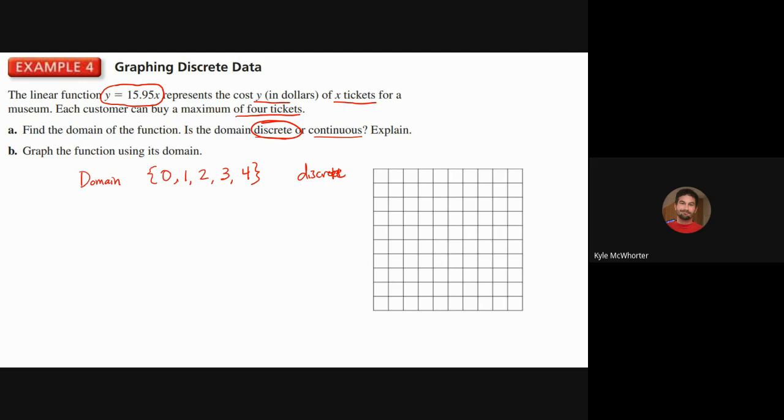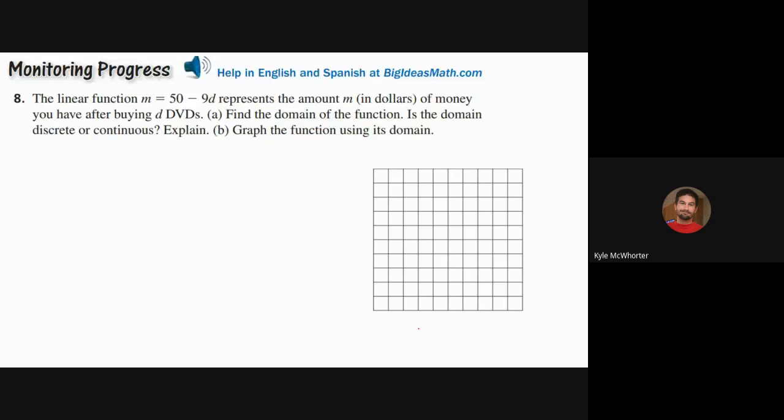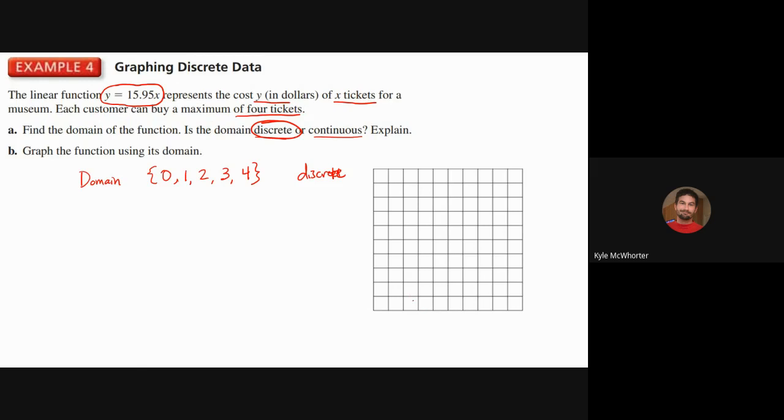And now we're going to graph the function using its domain. I will put some numbers on my graph. Well, let's figure this out. I'm going to make an XY chart first. My X values are going to be 0, 1, 2, 3, and 4. And now to find Y, I just do Y equals 15.95 times X. So 0 times 15.95 would be 0. 1 times 15.95 would be 15.95.